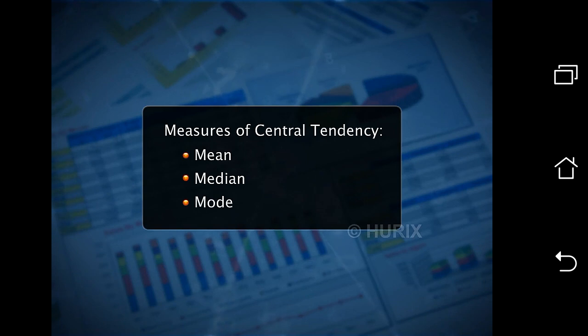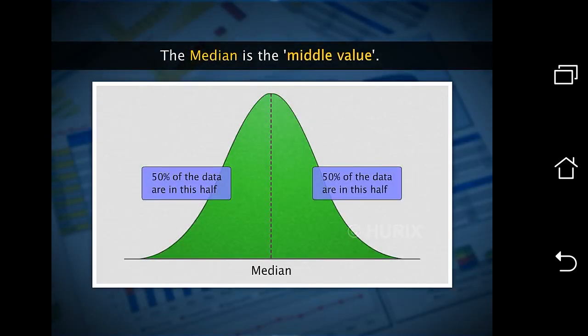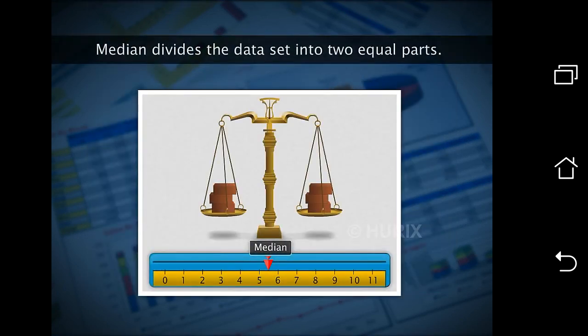Measures of central tendency give the representative value of the given data. There are three such measures, namely mean, median, and mode. The median is the middle value of the data. So, median is that value of the set of observations that divides the data set into two equal parts.